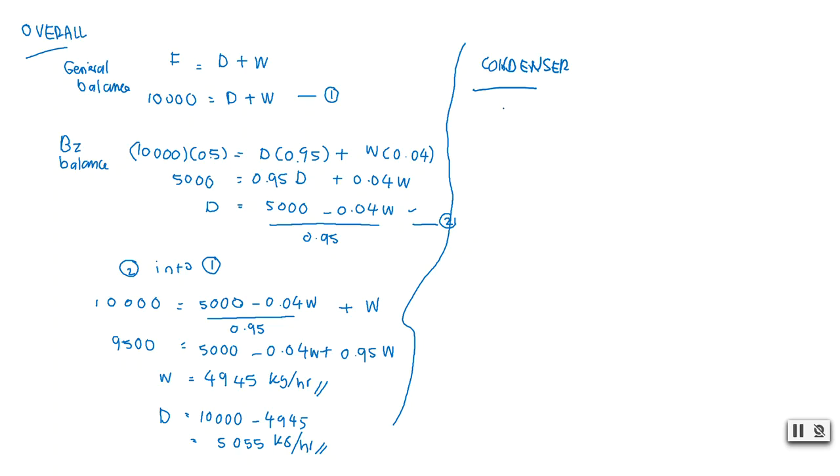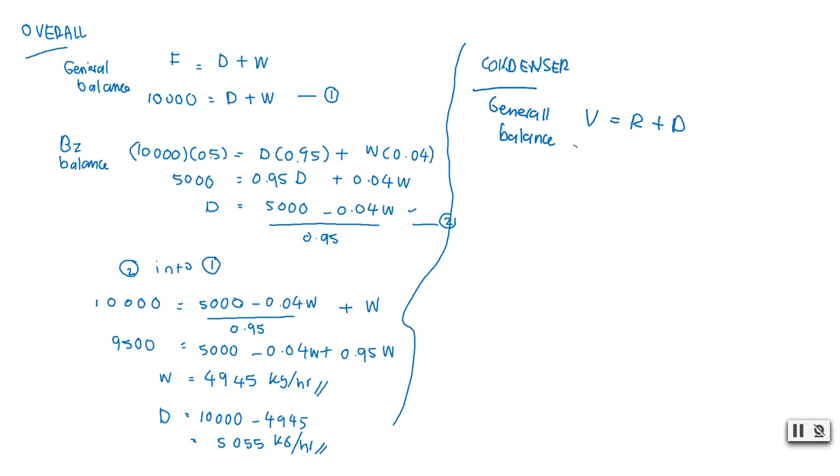You don't have to panic if you see there is a bypass or purge, because the way to solve it is more or less just the same. You just need to do it step by step. Okay, for the condenser, V equals R plus D.